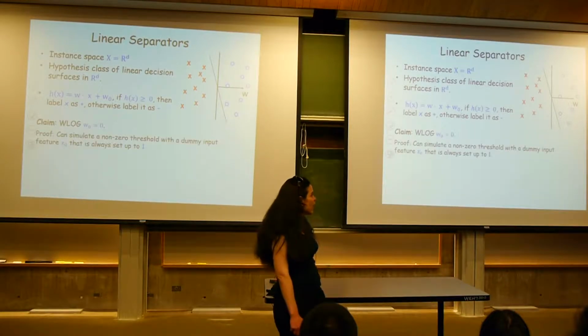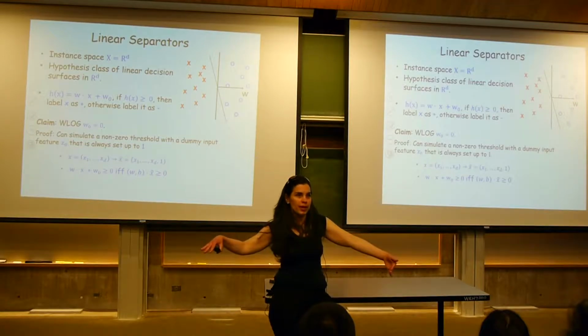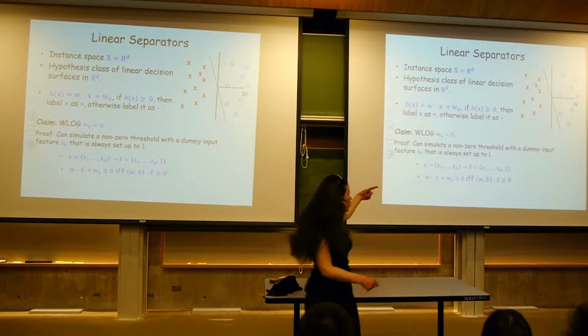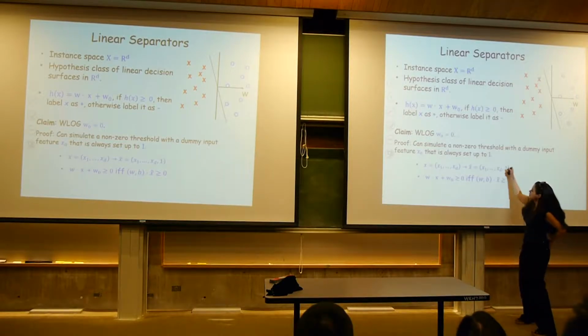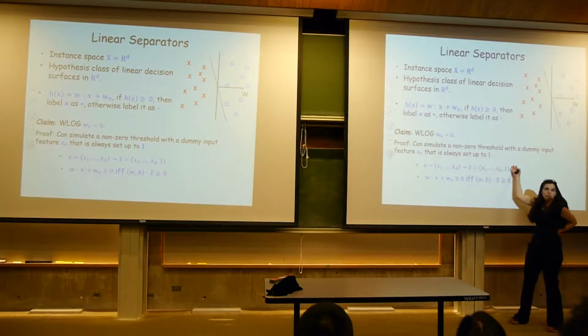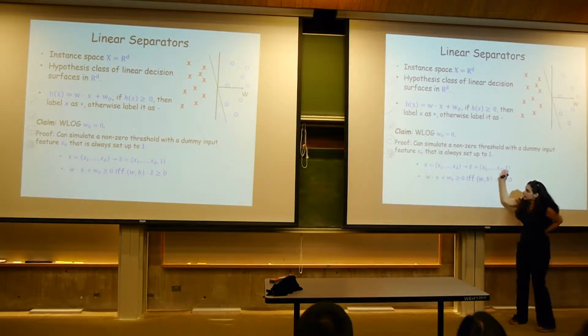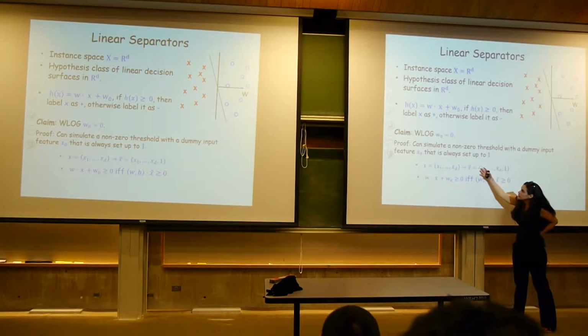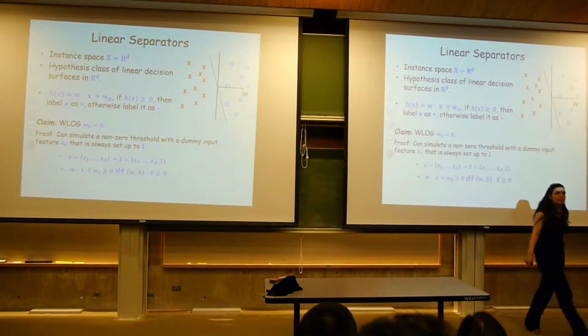Just to make it 100% formal, I can re-represent the data. I can put it into d plus 1 dimensional space by adding a dummy feature that is always set to 1. Then I can argue that the data is linearly separable by a separator that goes through the origin of this feature space if and only if it's linearly separable in the original space.